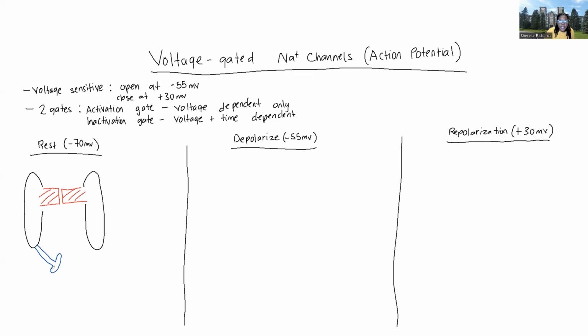All right. So in this state, we can describe the channel as being closed. And just to describe what that means, the activation gate is closed, but the inactivation gate is open. So the channel is closed, but it is capable of being opened.